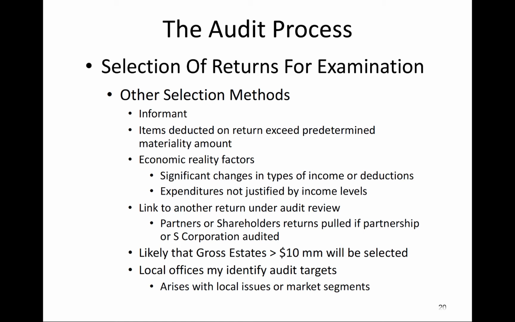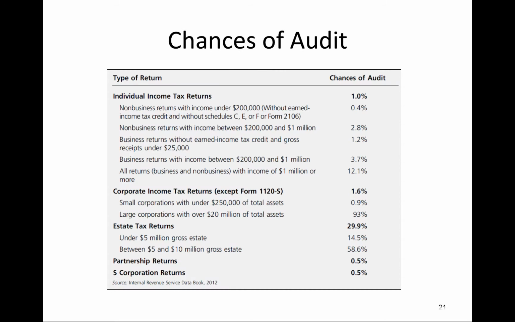I'm going to show you in 1 year what the percentage breakdown was, the chance of being audited for certain types of taxpayers, and you see that certain categories like estates greater than $10 million, at the time of this video, they have a higher chance of being audited just because there's not a lot. There's not a lot of those. So it comes down to numbers in a way. So this is in 2012.